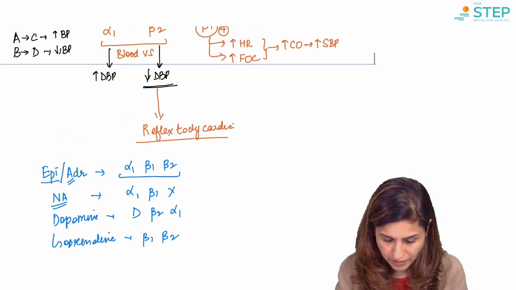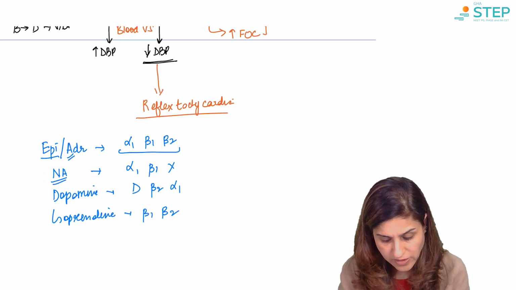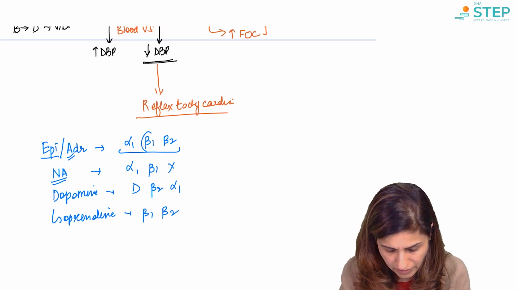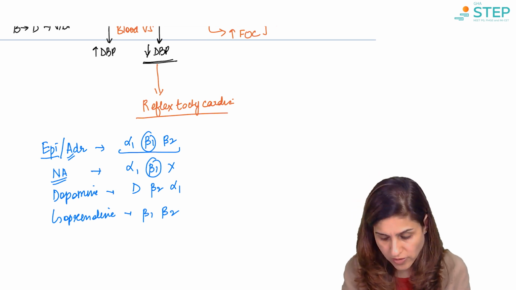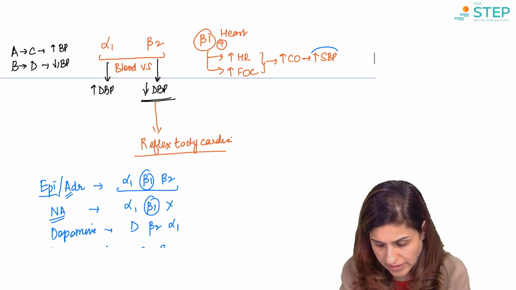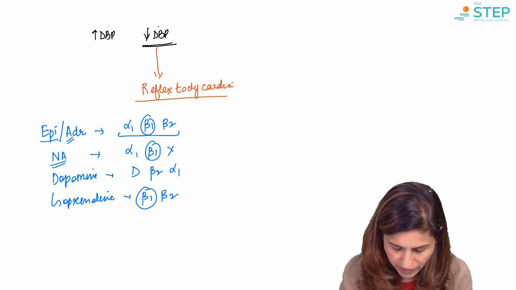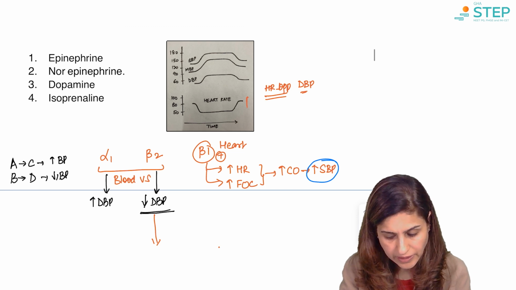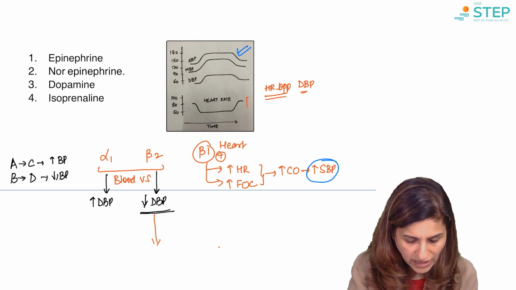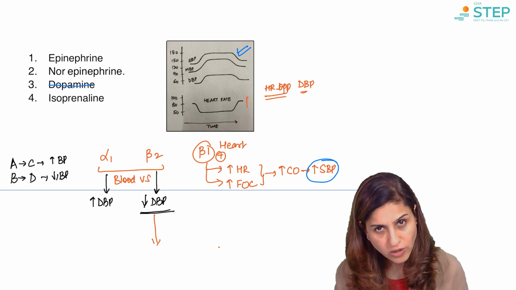If you see here, alpha 1 stimulation in epinephrine and beta 1 stimulation. So beta 1 is present here, beta 1 is present here. Both beta 1 stimulation, what does it cause? It causes increase in the systolic blood pressure. Similarly, here beta 1 also causes increase in the systolic. So what is happening in the graph? Increase systolic? Yes. So we have cut only one option here. The rest three are all causing increase in the systolic blood pressure.